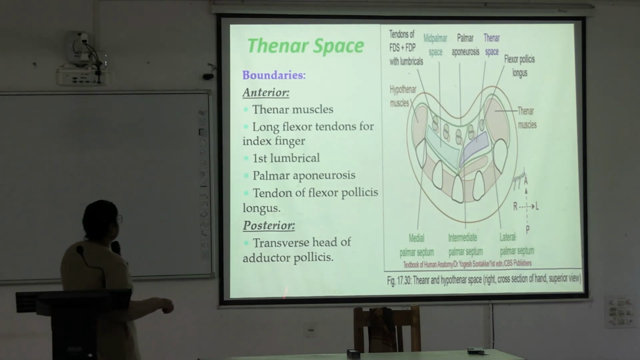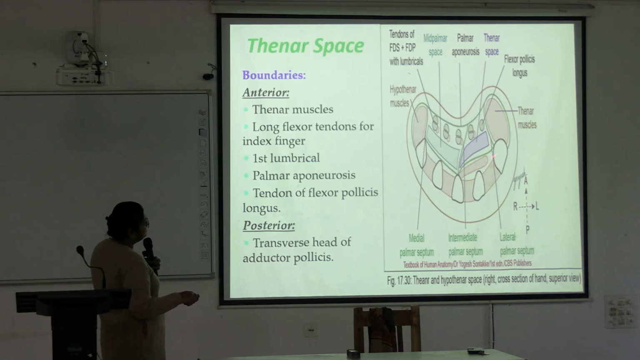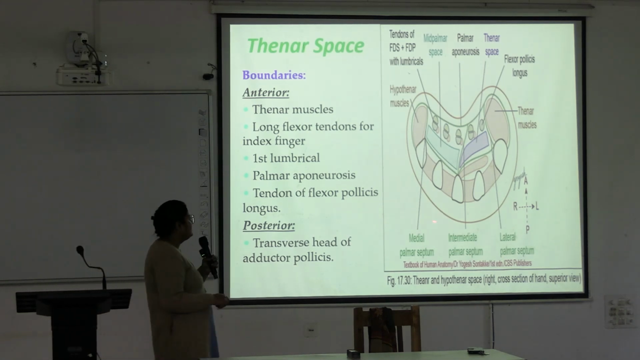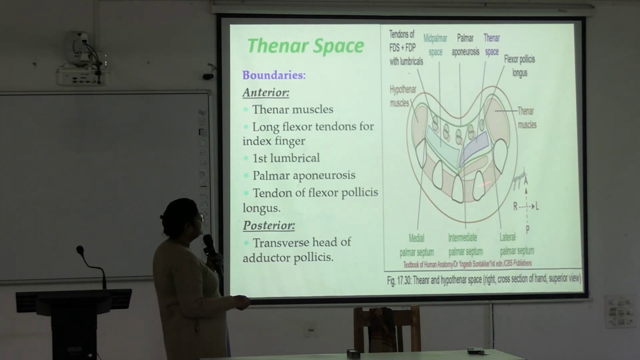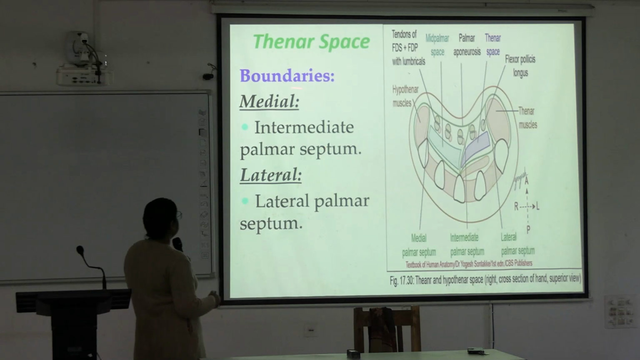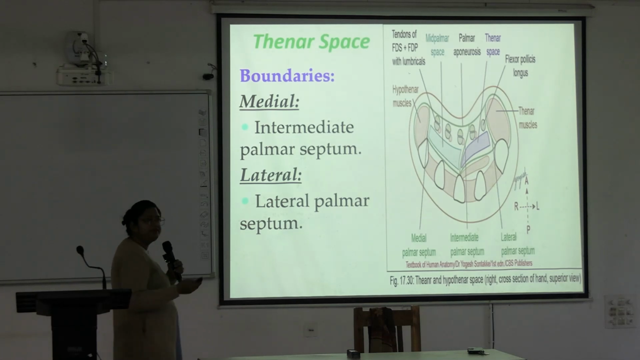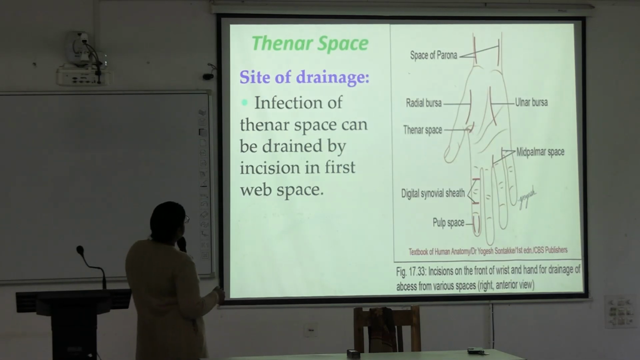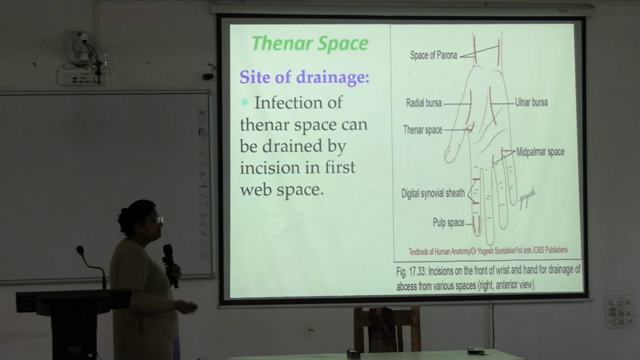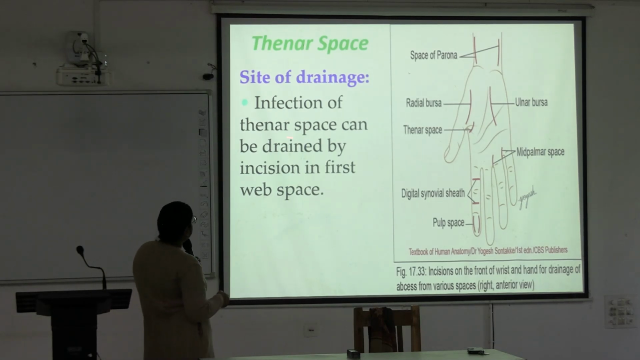The posterior boundary is formed by the transverse head of adductor pollicis. This one is the transverse head of adductor pollicis. And the rest, you can also say, the metacarpals and the interossei. Next, the medial boundary. This medial boundary is formed by the intermediate palmar septum. The lateral boundary is by the lateral palmar septum. And now, if infection occurs in this thenar space, it can be drained by incision in the first web space.